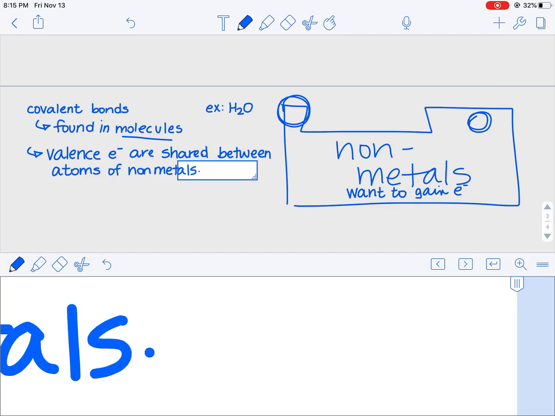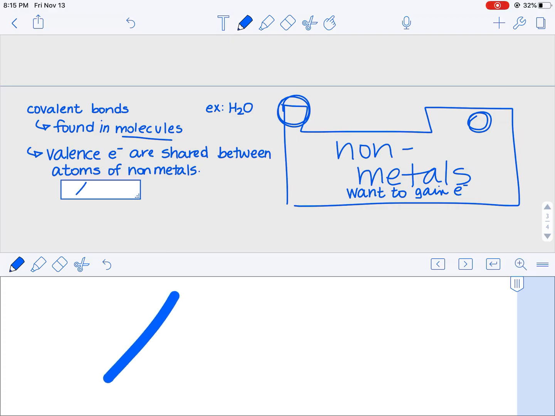Again, when you have more than one nonmetal making a molecule, because all nonmetals want to gain, the only way they're able to have a full valence shell is if they compromise and share the valence electrons.